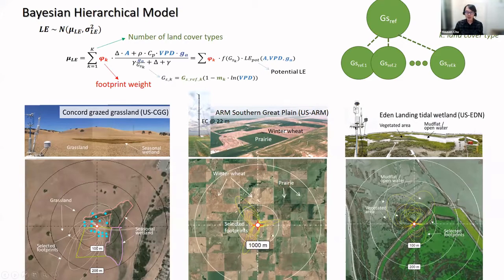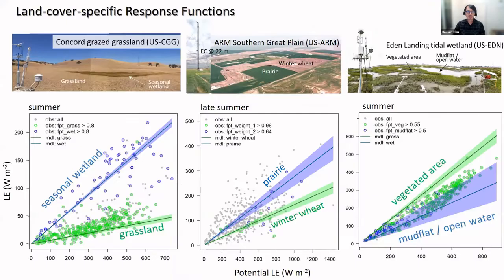So we want to test, can we separate the response function for these different land cover types within a footprint? These are the results of the response function, again for the three sites. I'm showing the LE against the potential LE. This is just based on Penman-Monteith, assuming the conductance goes to infinity, to give you an idea. We are focusing only on the summertime here, where the contrast should be very clear, so we can separate out the response function of this grassland.